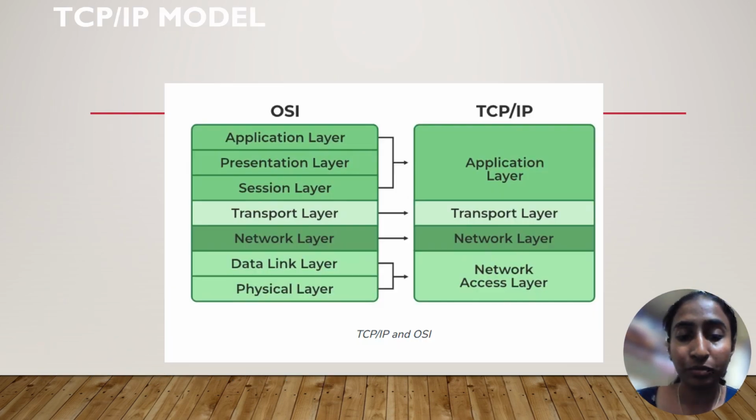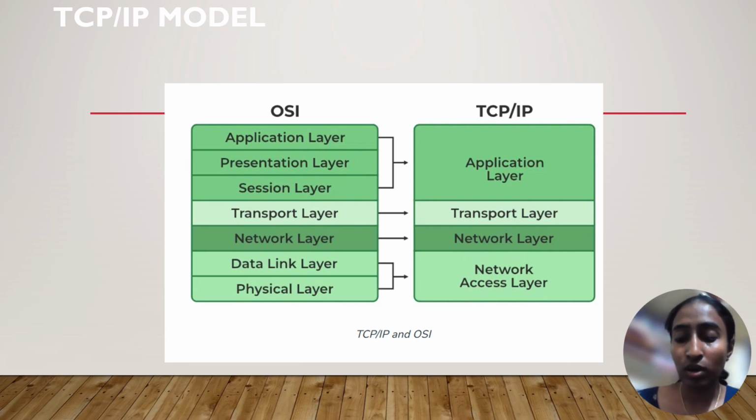So next we will move on to the differences. What are the differences between OSI and TCP/IP? Now we will know the differences. In OSI, we have 7 layers, namely the application layer, presentation layer, session layer, transport layer, network layer, data link layer, and then the physical layer. Whereas in the TCP/IP protocol, we have the application layer, transport layer, network layer, and network access layer.